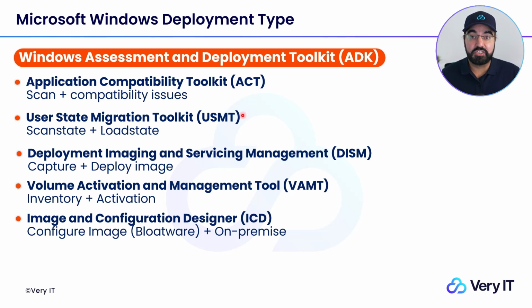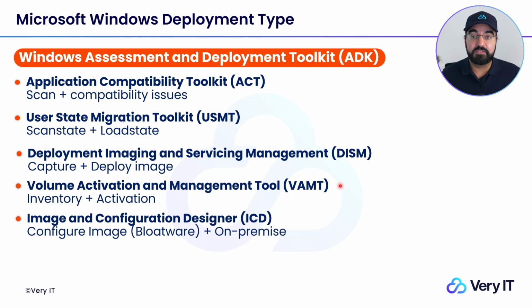We then have the User State Migration Toolkit, otherwise known as USMT. This will essentially carry out 2 main actions, the scan state and load state. Scan state will essentially carry out a backup of the image, whilst load state will restore the image. We then have the Deployment Imaging and Service Management, otherwise known as DISM. This will essentially carry out a capture of a snapshot of your image, whilst the deployment of that image will be pushed out to the intended device.